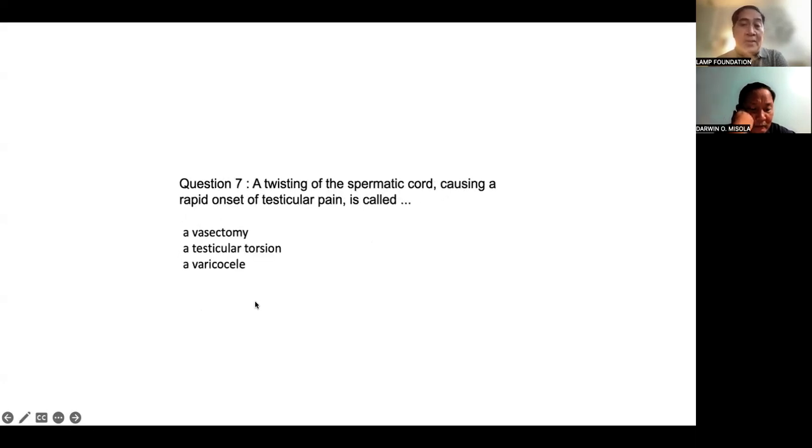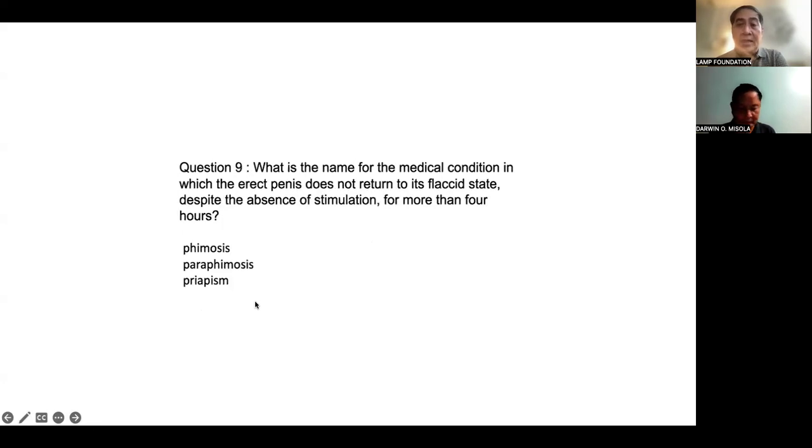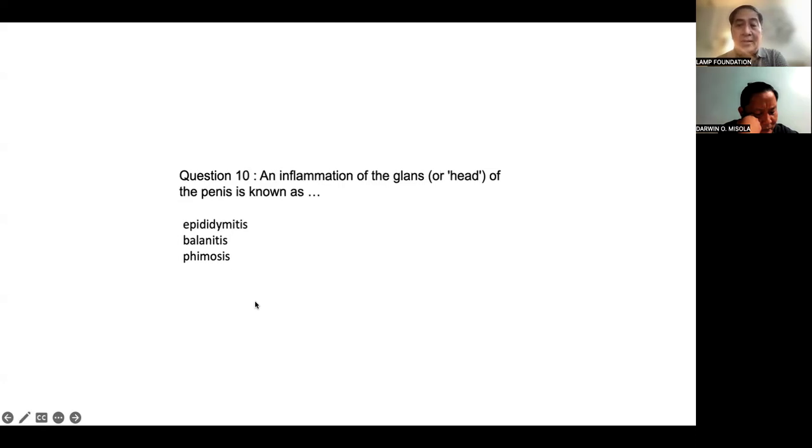A twisting of the spermatic cord causing a rapid onset of testicular pain is called testicular torsion, Doc. A visibly or palpably enlarged vein on the scrotum and an aching pain are signs of varicocele, Doc. What is the name for the medical condition in which the erect penis does not return to its flaccid state despite the absence of stimulation for more than 4 hours? This is very common. Priapism.